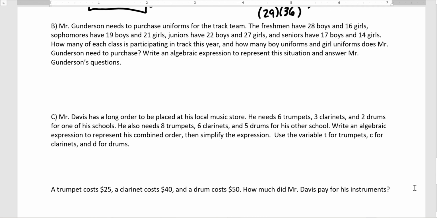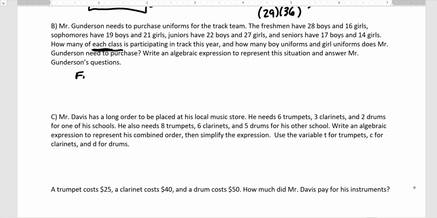Mr. Gunderson needs to purchase uniforms for the track team. The freshmen have 28 boys and 16 girls. Sophomores have 19 boys, 21 girls. Juniors have 22 boys, 27 girls. Seniors have 17 boys, 14 girls. Wow, a lot of kids playing track. How many boys' uniforms and how many girls' uniforms does Mr. Gunderson need to purchase? So how many of each class is participating? That one's really easy. We can just add these up.